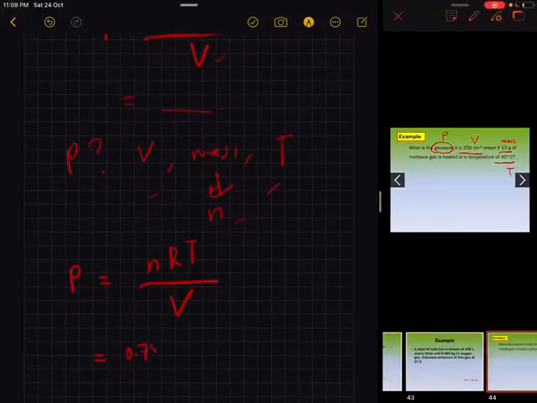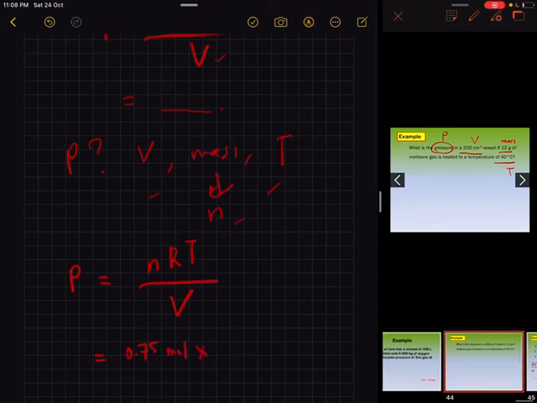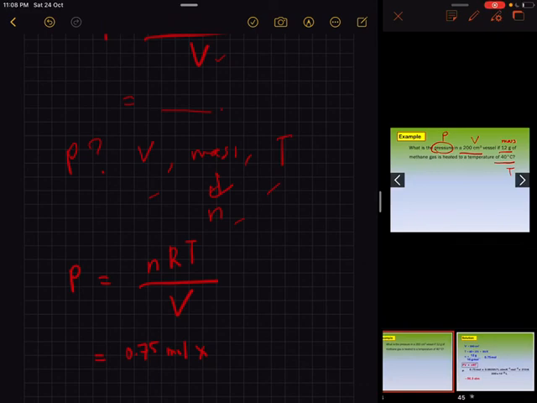And the gas constant, what is the gas constant? The gas constant is 0.0821 liter atm per Kelvin per mole. Times with what? Sorry, not enough space. Times the temperature. So temperature is 40 degrees Celsius. You convert into Kelvin, then you will get 313 Kelvin, over the volume.